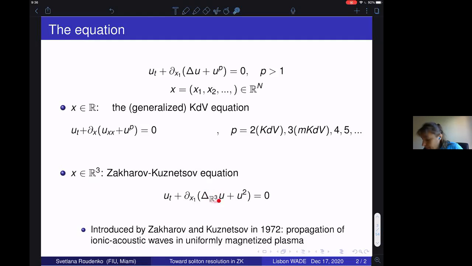Think about this Laplacian as u_xx, u_yy, u_zz, and then we have a derivative in x, x1, that's the preferred direction. So that's the equation which was introduced by Zakharov and Kuznetsov back in 1972.